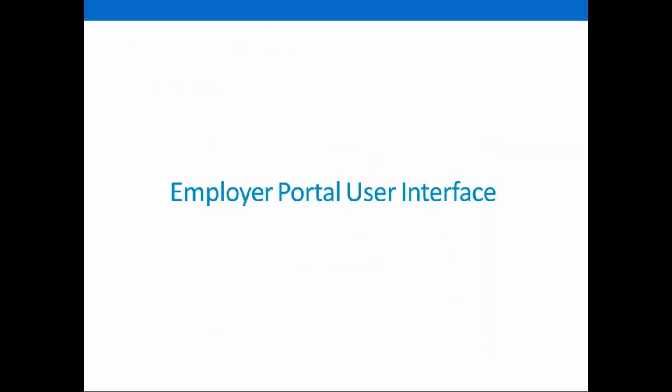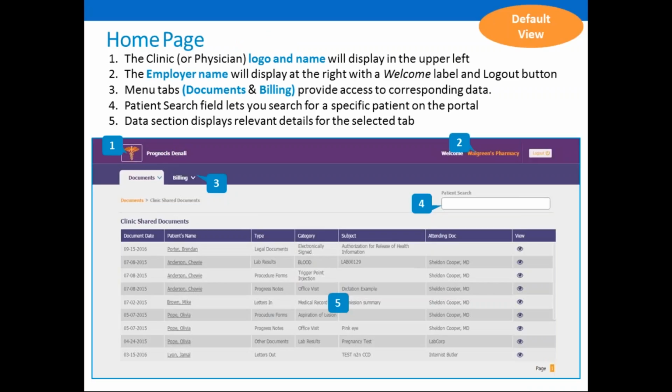So now we're logged in. We're going to look at the actual portal itself and how to use it. The home page, which is what you get as soon as you've entered your user ID and password successfully, looks like this. In the upper left, we'll have the clinic or the physician's logo and name. The employer name will display at the right, where you see number 2, Welcome Walgreens Pharmacy.